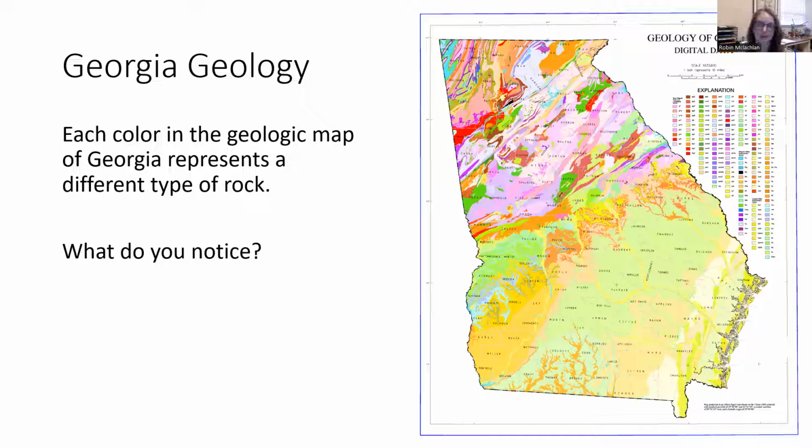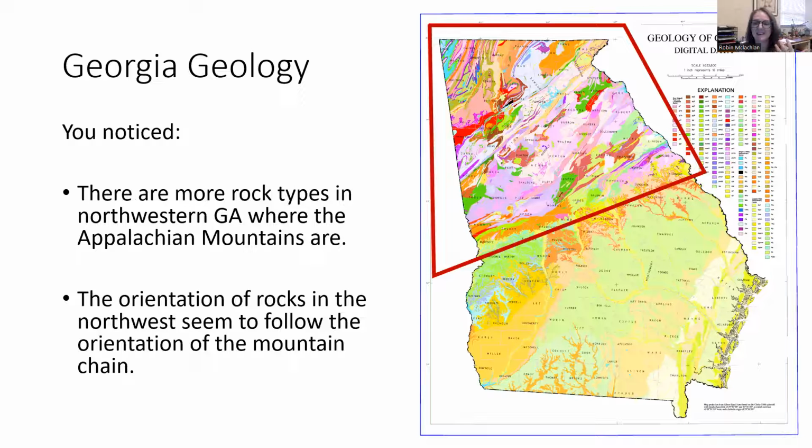So one of the things you probably noticed is that the northwest part of Georgia is distinctly different than the southeast part of Georgia, right? Up in northwestern Georgia, this is where we have the Appalachian Mountains, and here the rocks are oriented in that northeast to southwest orientation, just like the Appalachian Mountains. So there's some sort of underlying geologic feature that is creating both the mountains and the rock distribution.